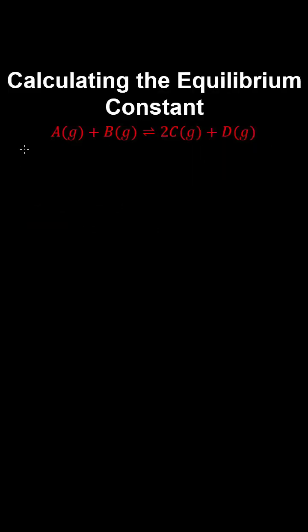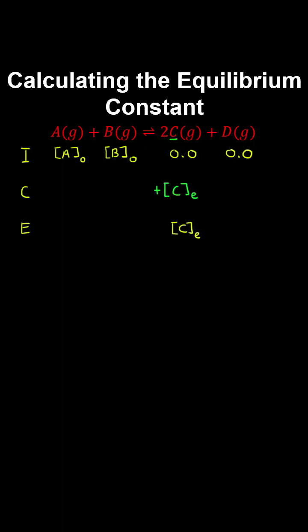Ice tables are popular for calculating the equilibrium constant. So here you set up a table where you have the initial, change, and equilibrium concentration. For example, you'd be given the initial concentration of the reactants and products and an equilibrium concentration of one of the products. Therefore you can calculate the change in concentration of product C in this case by subtracting the initial from the equilibrium concentration, and then using the mole ratios we can figure out the change in concentration of the other reactants and product.